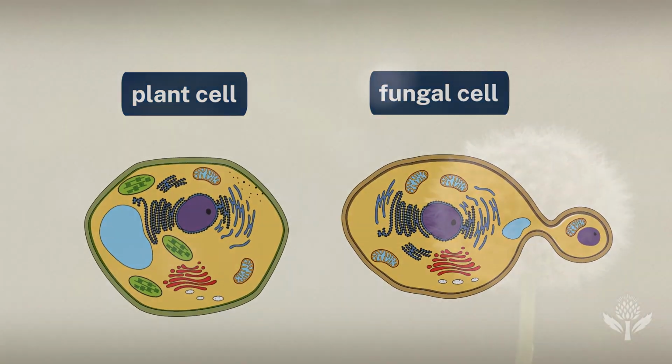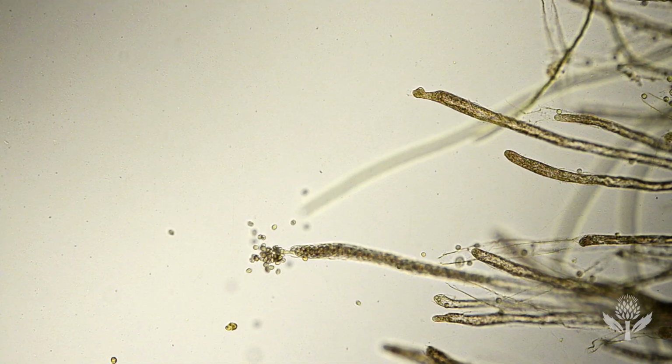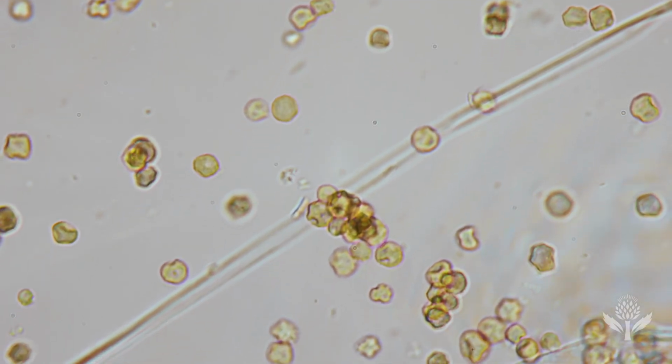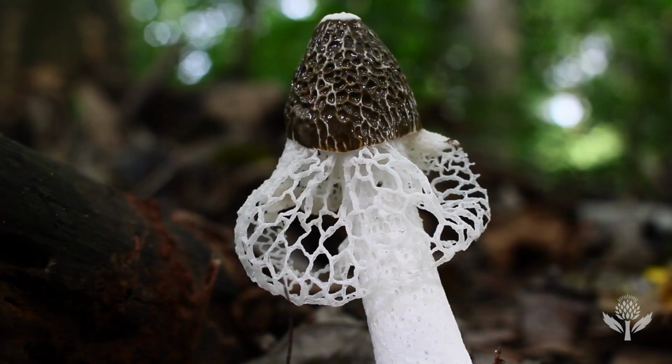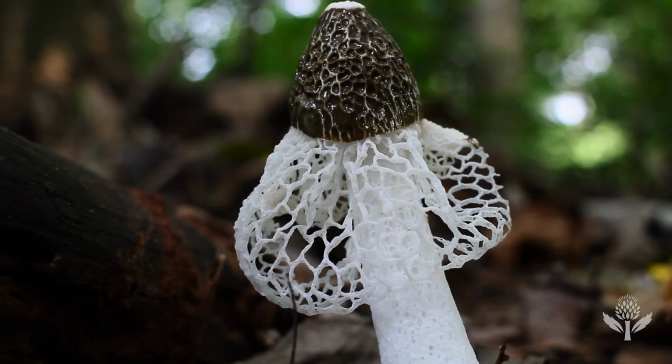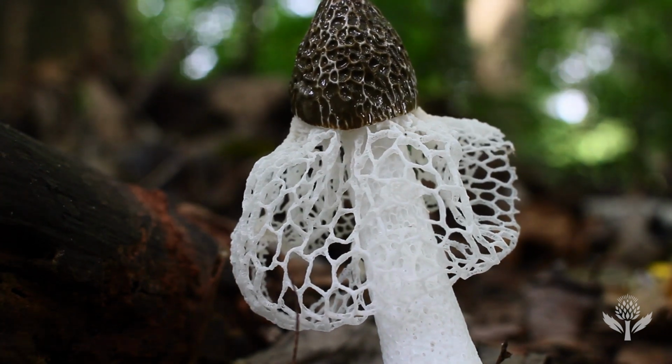Lastly, while plants reproduce sexually by means of seeds, fungi reproduce sexually or asexually through microscopic unicellular spores, often dispersed by the wind or animals. When a spore lands, it germinates and forms a new fungus, similar to the way a seed might take root and grow into a new plant.